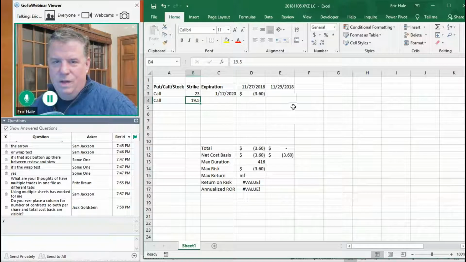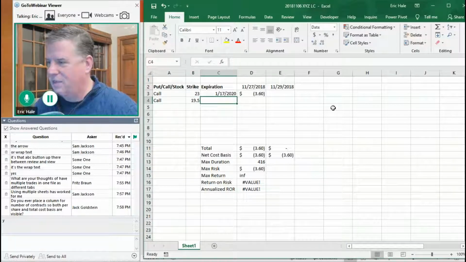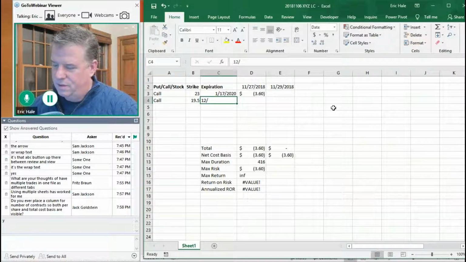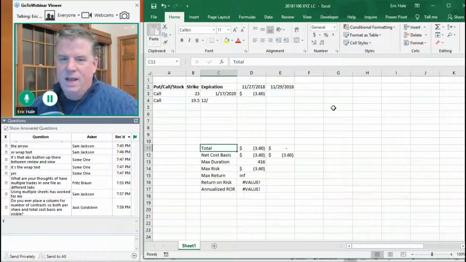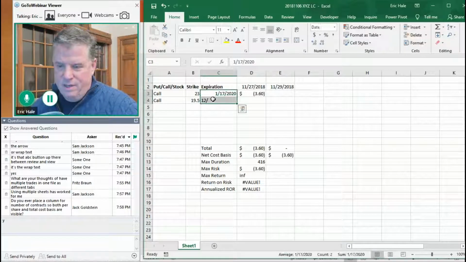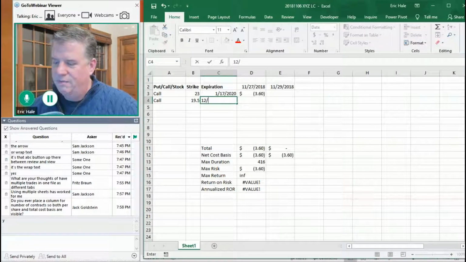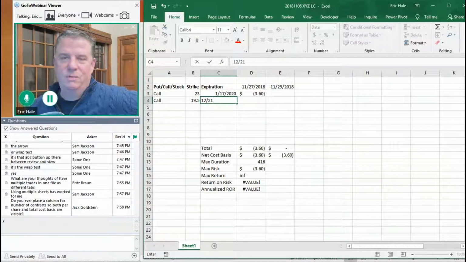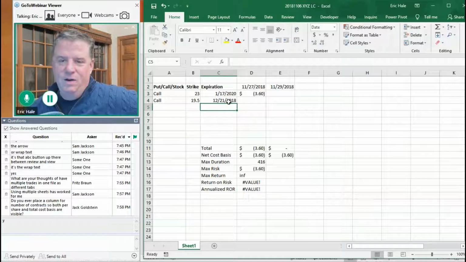So call strike 19. The expiration for this is 12/21. Now here's the 12/21. What happened there? Wrong button. 12/21. Now that's a convention for entering dates, and it's assumed that it's the current year. So Excel is smart enough to figure out that it's the current year, and so it'll put the 18 in there for you.